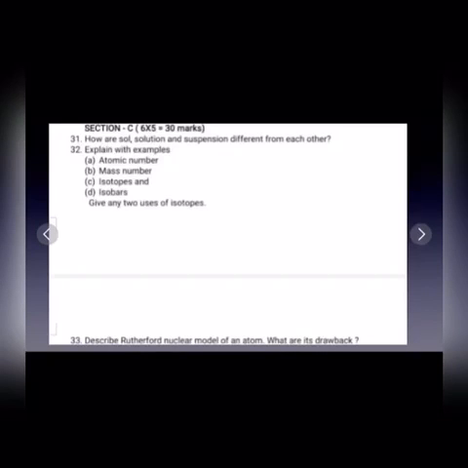Now the next question is explain with examples. First is atomic number. Atomic number is defined as the total number of protons present in the nucleus of an atom. You have to explain these with the help of an example. You can write like this: the atomic number is denoted by the letter Z, and Z equal to 1 is the atomic number for hydrogen.